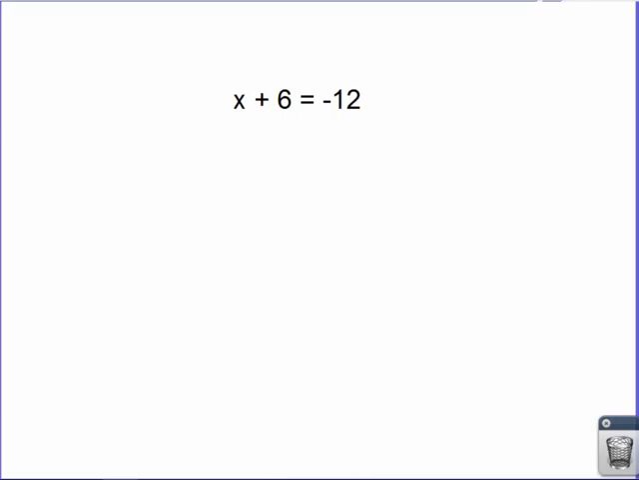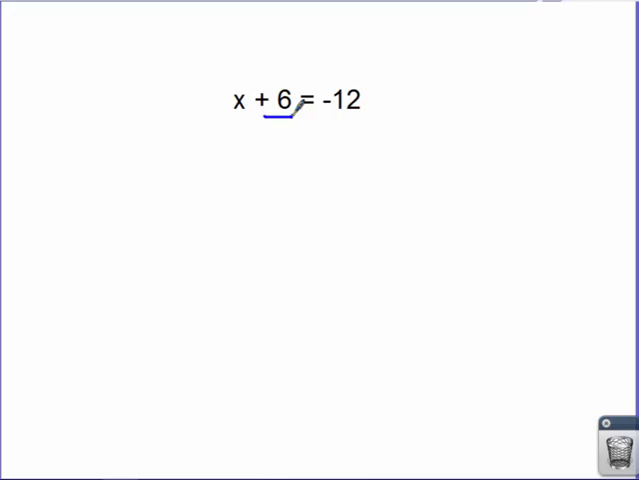Now, most of the time, there are quite a few of these equations that, yes, you can do in your head, but you're not allowed to. You must show the work. If you don't show the work, I will take off points. So here's how we solve this. Okay, our goal is to get this letter by itself. So I need to get rid of this plus 6. And we do that by adding its opposite.